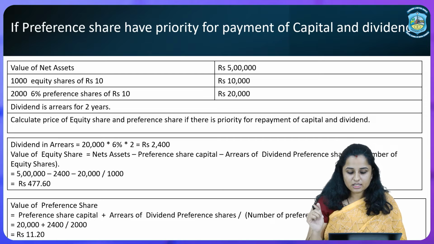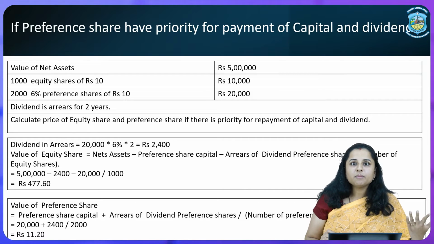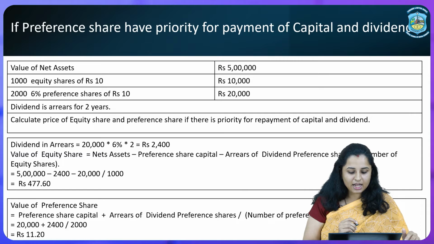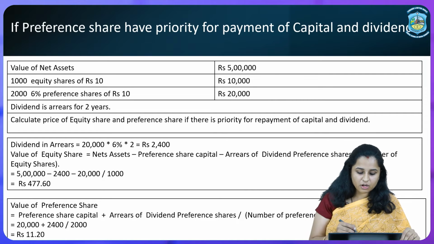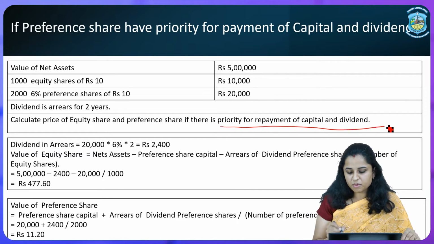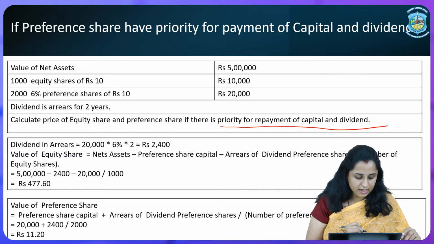Let us understand this situation also with the help of an example. So, I will take the previous example only. The value of net assets is 5 lakh rupees, 1000 equity shares of rupees 10 each, 2000 6% preference shares of rupees 10 each. Dividend is in arrear for 2 years. You are required to calculate the price if there is priority for repayment of capital as well as dividend.